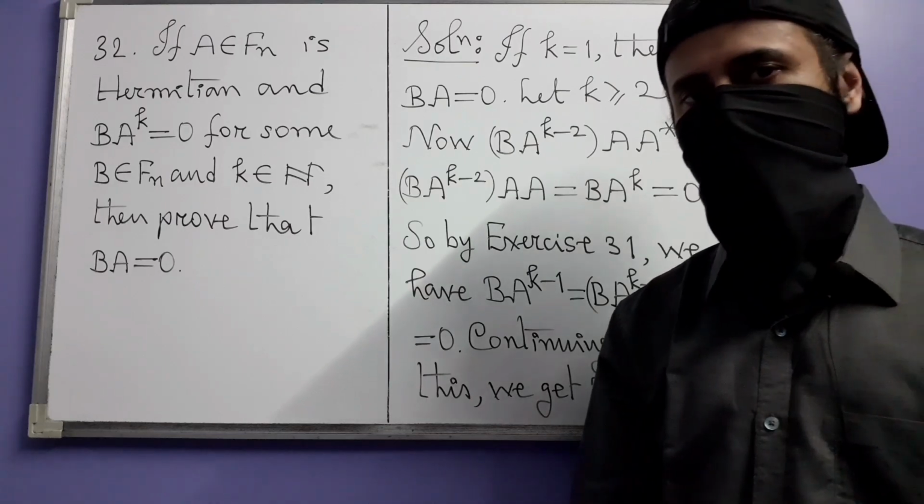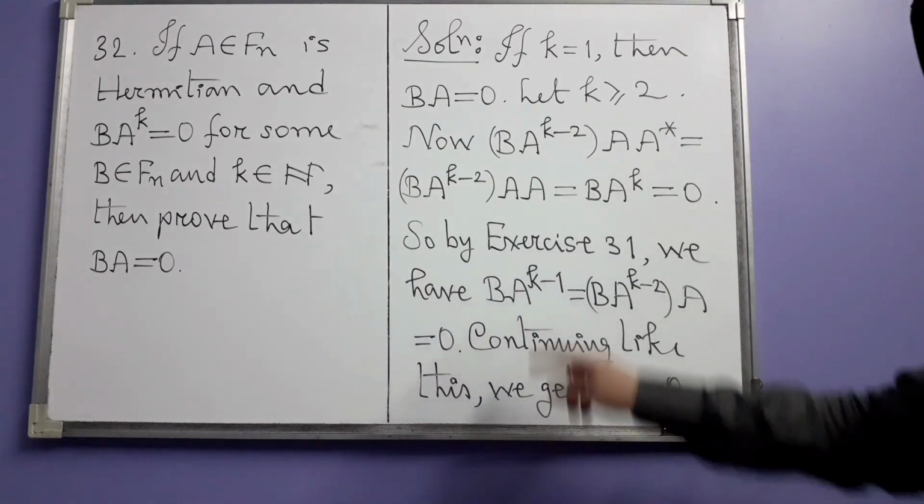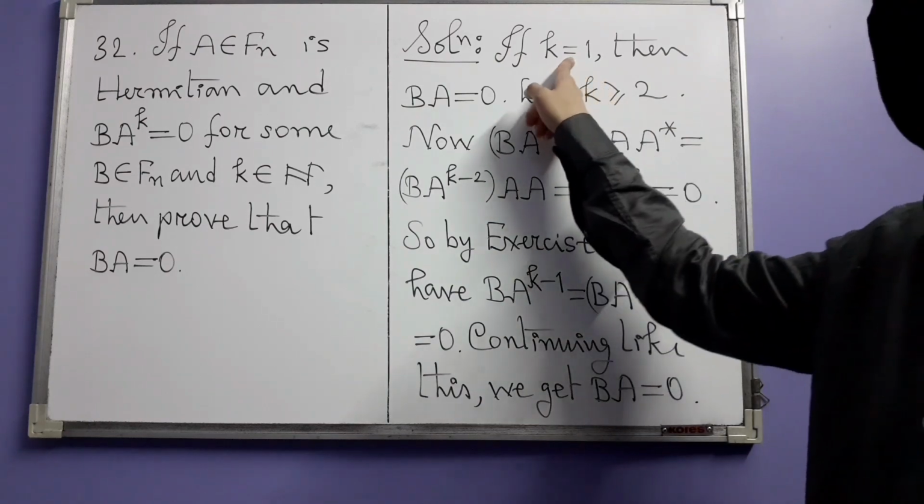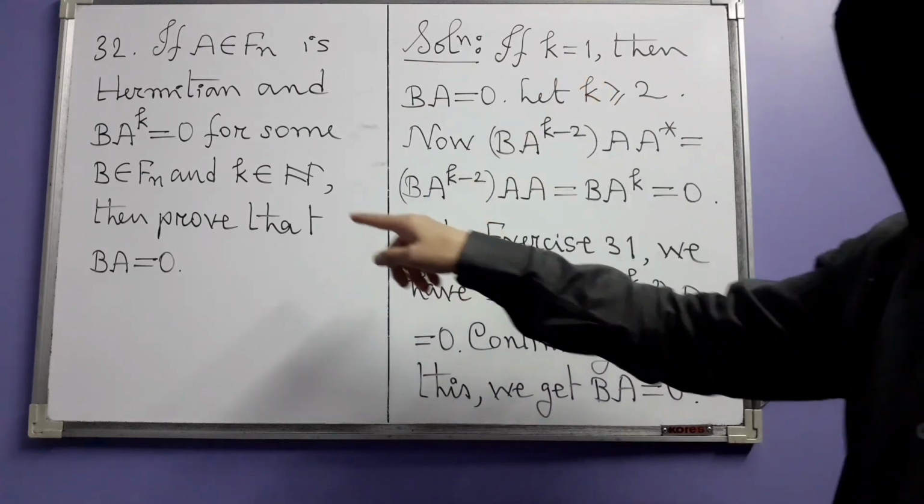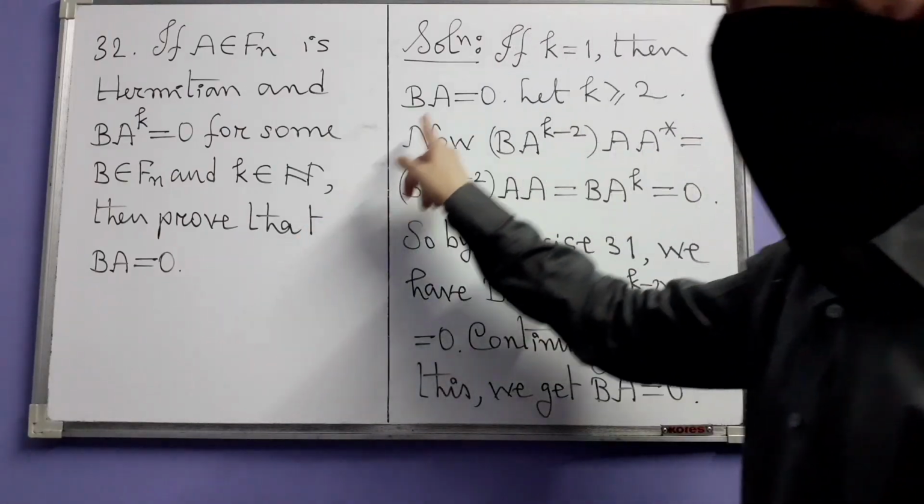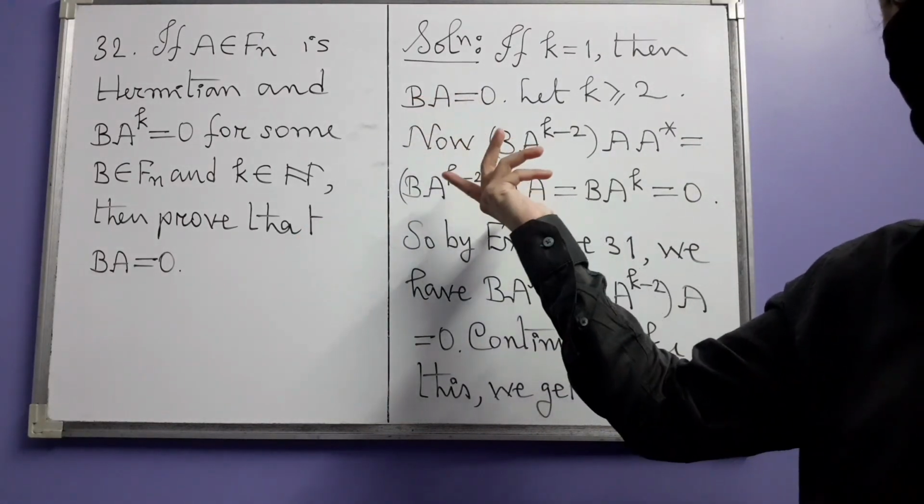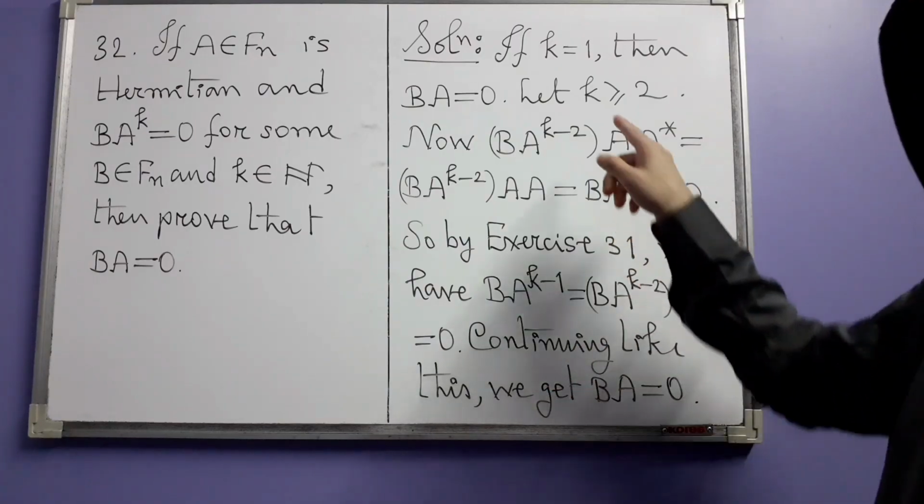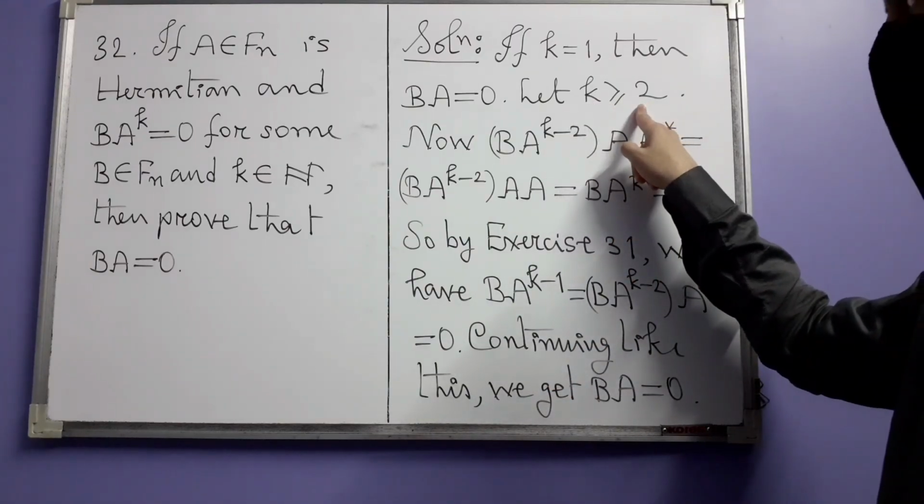So we start the solution with the easiest value of k. Because k is a positive integer, k can be 1. And when k is 1, the hypothesis itself reduces to the conclusion. So then we directly have what we want. There is nothing else to do. Next we consider the case where k is at least 2.